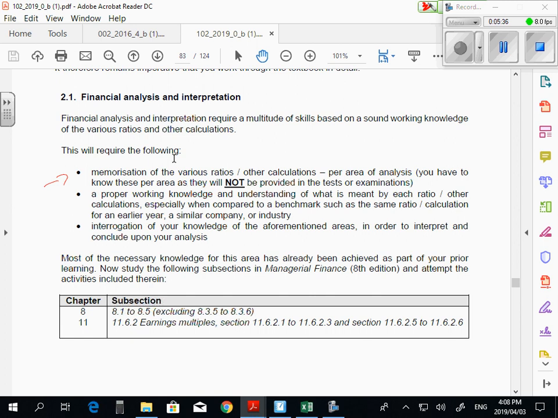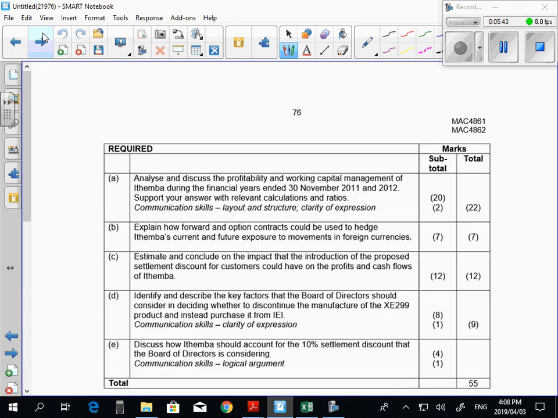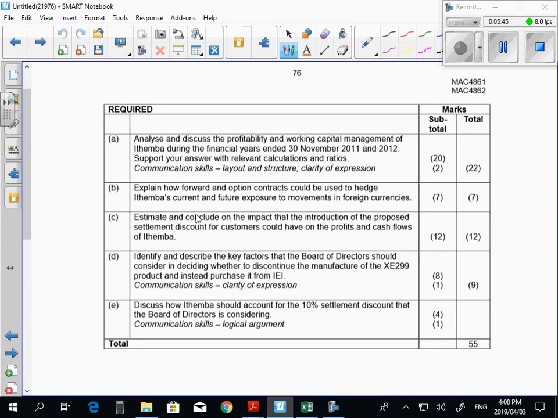So what I'm going to start off today is Itemba Engineering. What happens inside this question is, it covers a couple of areas. Okay, so let's look at the required. Part A. It says, analyze and discuss the profitability and working capital management of Itemba during the financial years ended 30 November 2011 and 2012. Support your answer with relevant calculations and ratios. Okay, so analyze and discuss. Communication skills, layout and structure, clarity of expression, 2 marks, 22 in total.